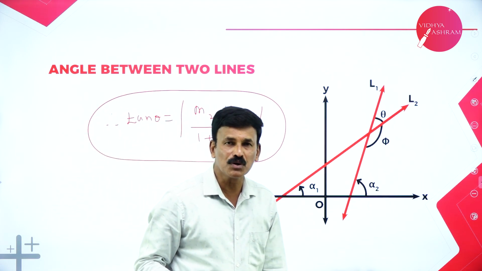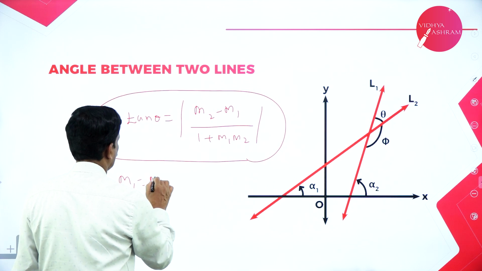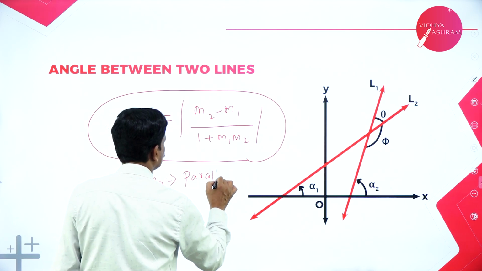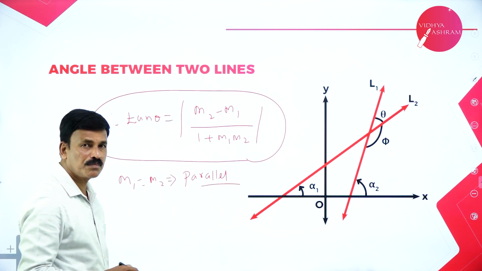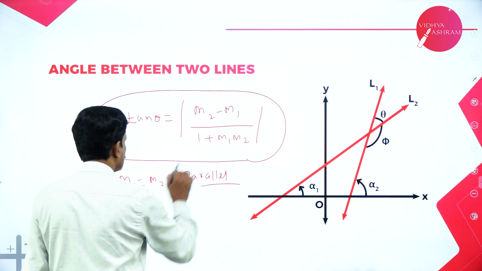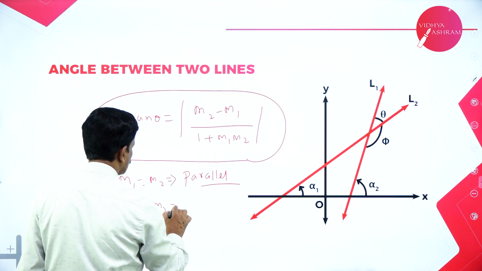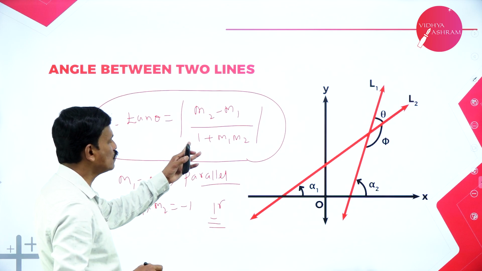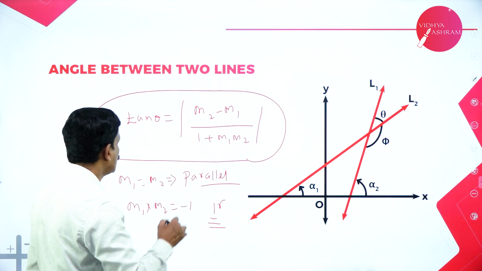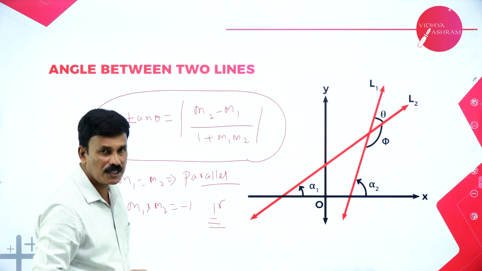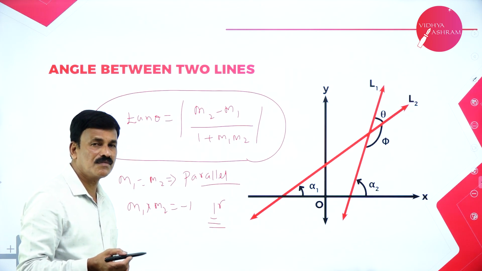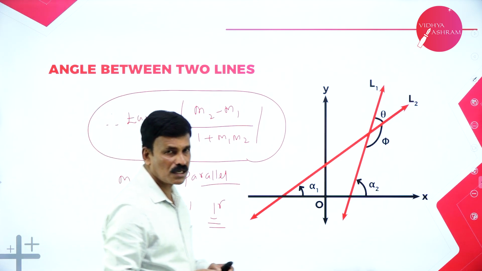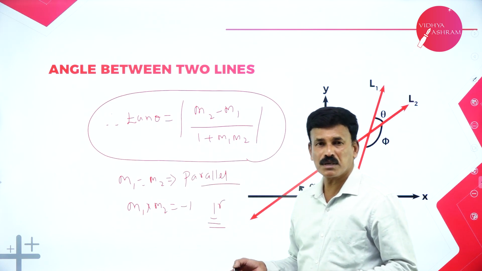Suppose m1 is equal to m2, that is, the slope of the first line and the slope of the second line are equal, then the two lines are said to be parallel. Hence the condition for two lines to be parallel to each other is m1 is equal to m2. Suppose the product of slopes m1 m2 is equal to minus 1, then the two lines are said to be perpendicular. Here the denominator becomes 1 minus 1, that's 0, so tan theta is infinity, which means theta is 90 degrees. The angle of intersection between the lines is 90 degrees in this case, and 0 in the first case. So 0 means they are parallel, and theta equal to 90 degrees means they are perpendicular to each other.